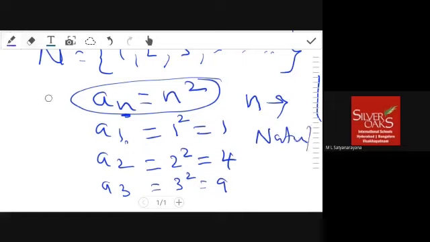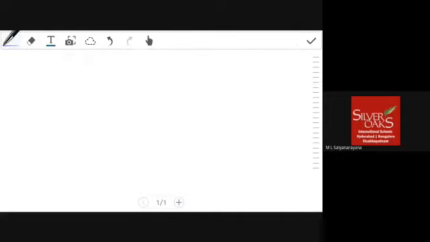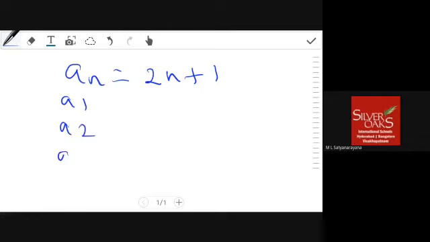So we can take a different sequence now. Like I repeat again, a sequence is a function of natural numbers. You can take any sequence. Let's take an is equal to 2n plus 1. Now try your a1, a2, a3. Shall we start? an is 2n plus 1.